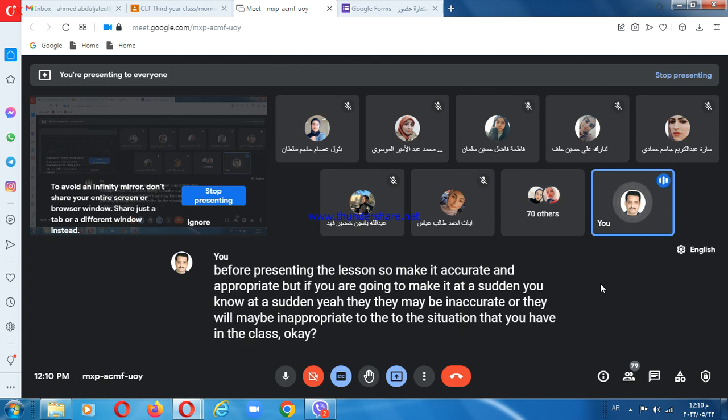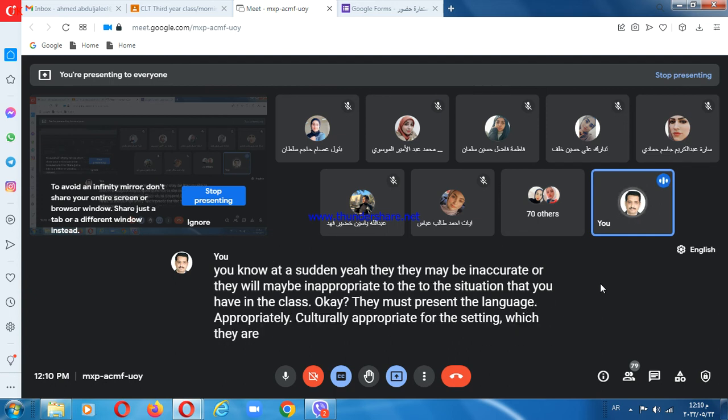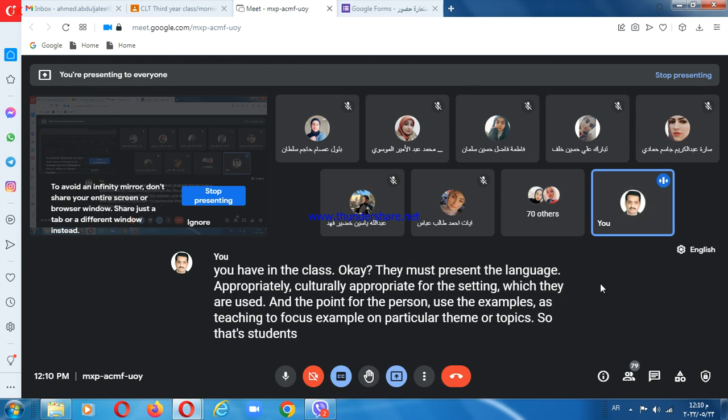They must present the language appropriately, be culturally appropriate for the setting in which they are used, and be to the point for the lesson. Use the examples as a teaching tool. Focus examples on a particular theme or topic so that students have more contact with the specific information and vocabulary.